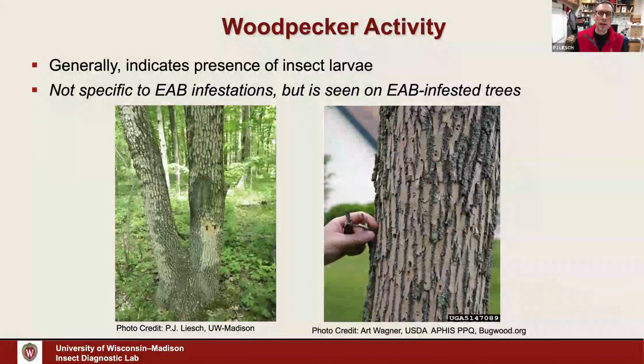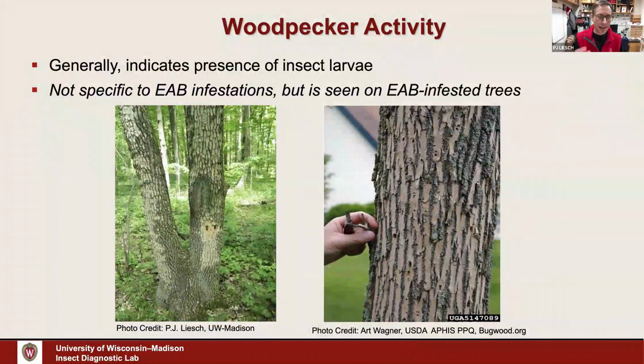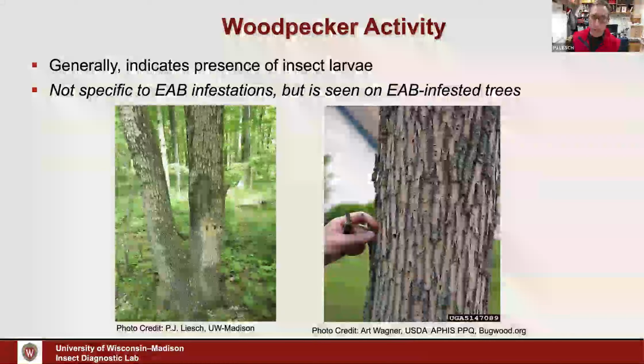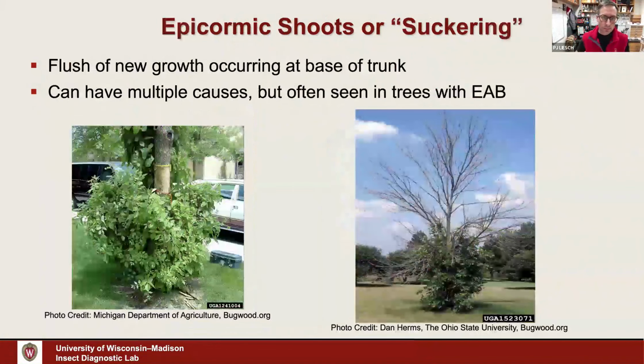And with EAB, as they work their way down the canopy, the woodpeckers start going after larvae on the main trunk. And that trunk of the tree can almost have a manila folder color and appearance. When you see trees that look like that, they've probably been infested for multiple years, and it's really too far gone to treat at that point.